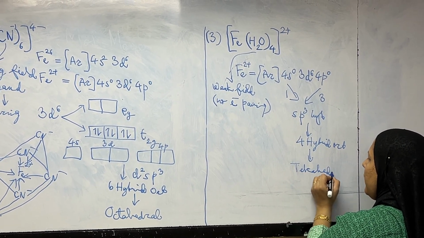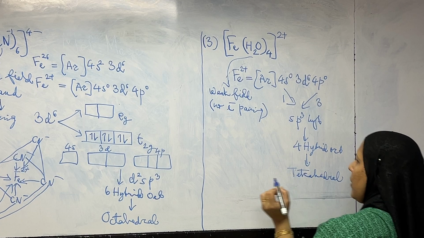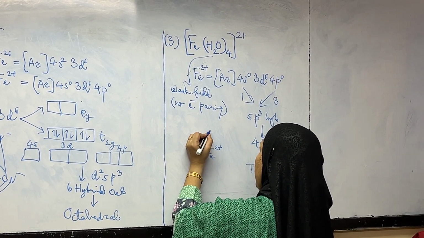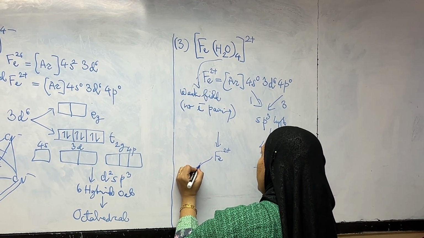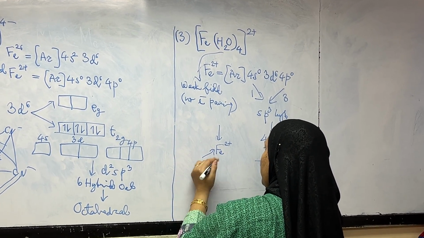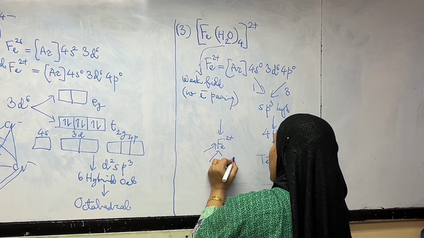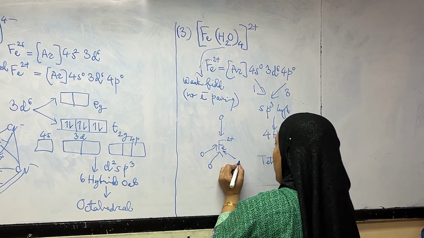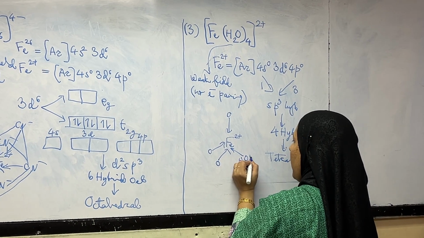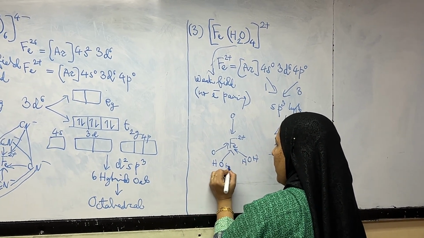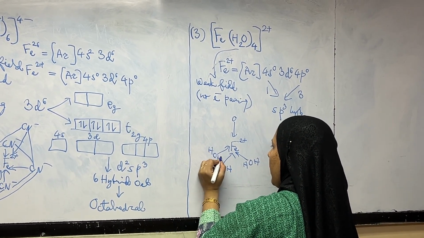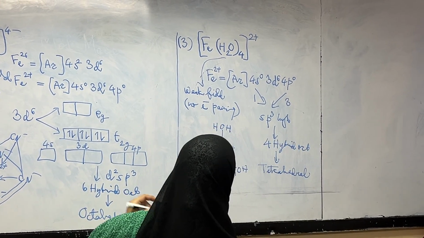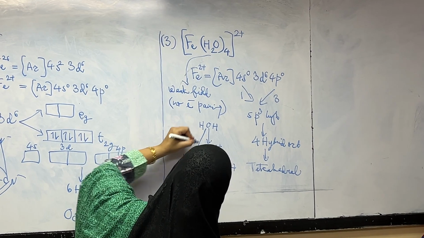Tetrahedral. So here we have Fe2+ and the tetrahedral structure, with O, O, O, O. So this is the tetrahedral structure. The complex will look like this.